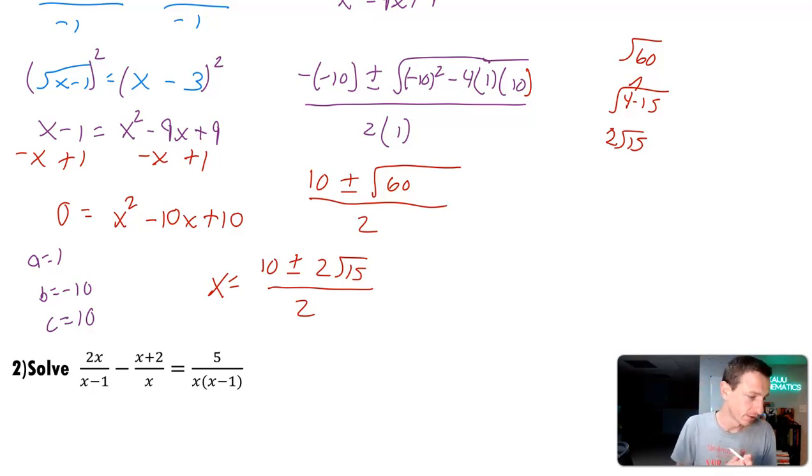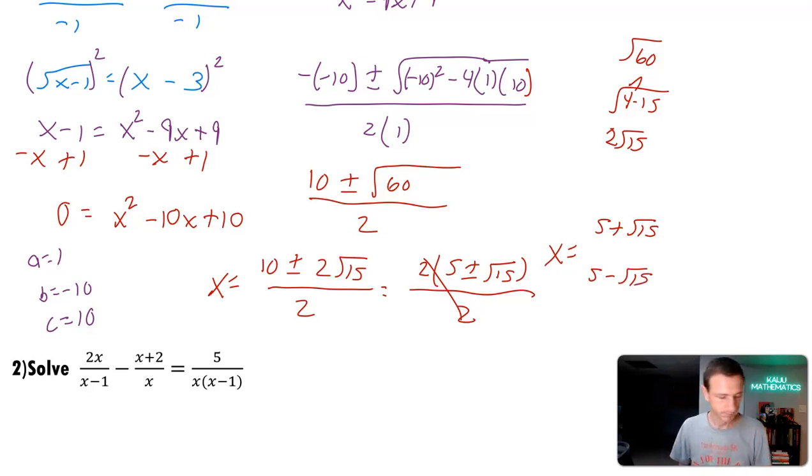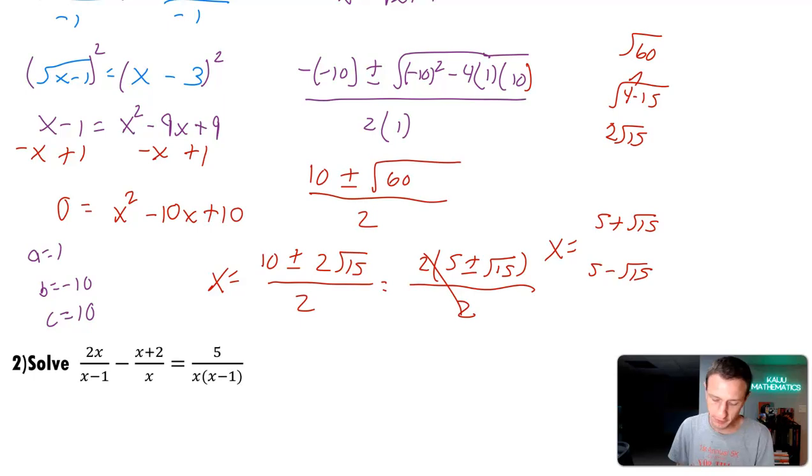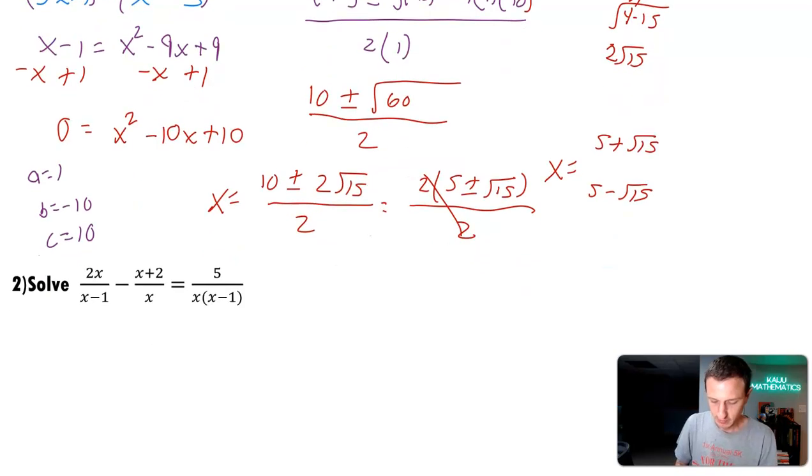From here, we can factor out a 2. So we get 2 times 5 plus and minus square root of 15, over 2. The 2 is canceled. So x equals 5 plus square root of 15 and 5 minus square root of 15. And then you could always check and plug those answers back in, but just to save myself some time, I'm not going to do that extra step, but you can check and make sure that they work out.